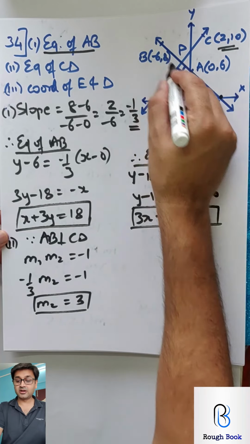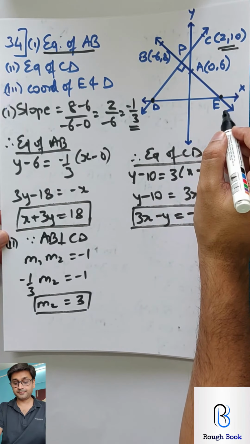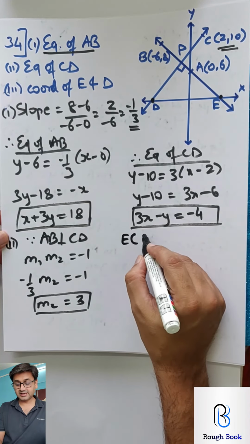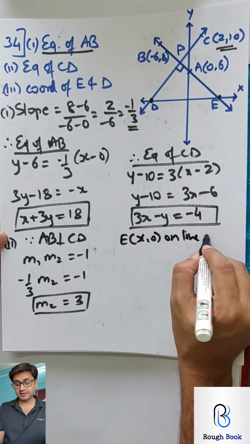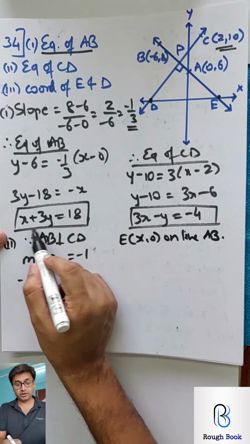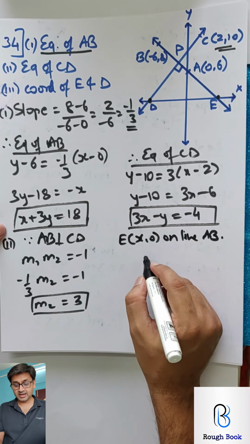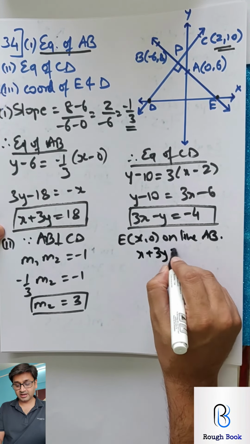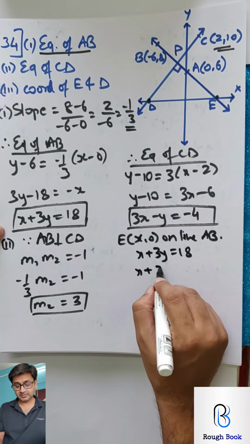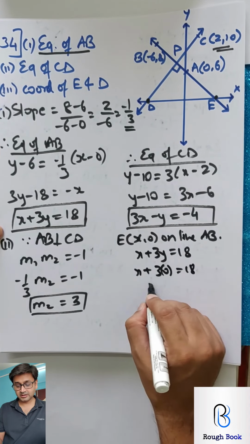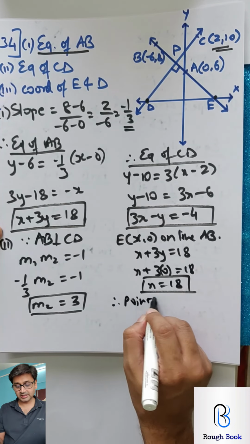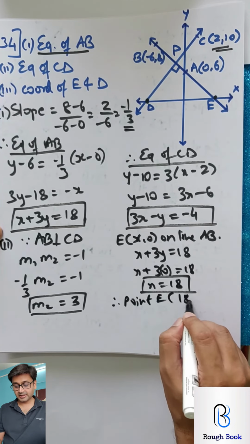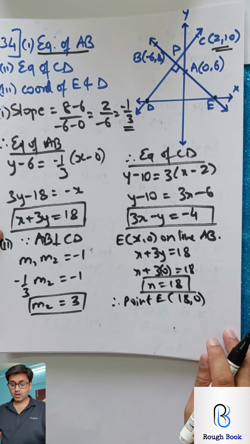So E is lying on the x axis and on AB. So E will be called x comma 0 on line AB. So let's pick up the equation of AB, that is x plus 3y equals 18. So x plus 3 into 0 is 18. So x is 18. So therefore point E will become 18 comma 0.